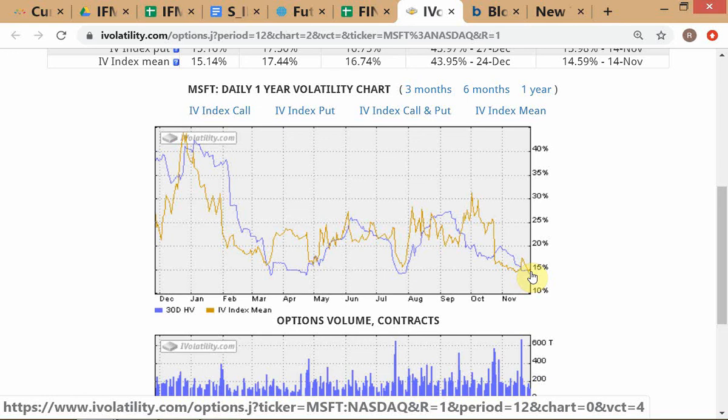So HVOL is the blue line. Suppose this market maker in options, in Microsoft options, takes a view now. The IVOL is around 15%. This guy may take the view that in the next 30 days something big is going to happen, and Microsoft's HVOL over the next 30 days is actually going to average about 25%. When you take the HVOL reading after 30 days, it is actually going to be 25%.